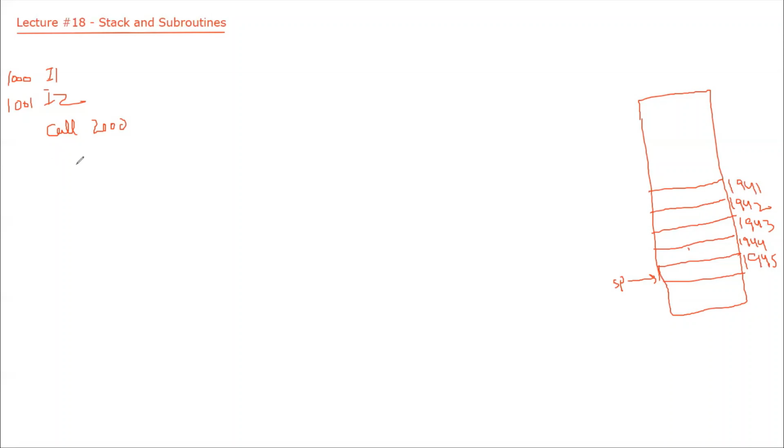Now let's see what is happening. Let me write the program. Call 2000. Then we have I3. This is at address 1002. And this is at address 1003. Okay. Let's say at memory location 2000, we have the following instructions. At 2000, I have instruction I5. At 2001, I have instruction I6. At 2002, I have instruction return.